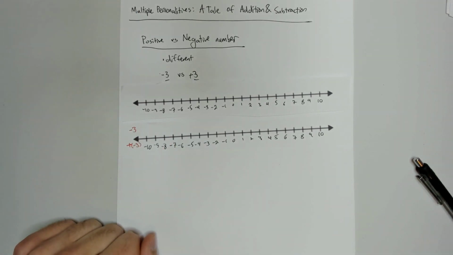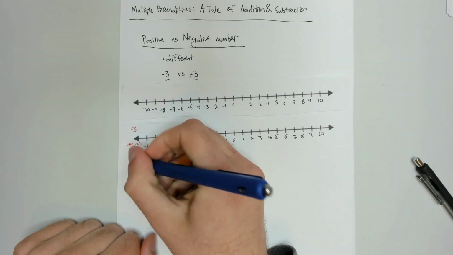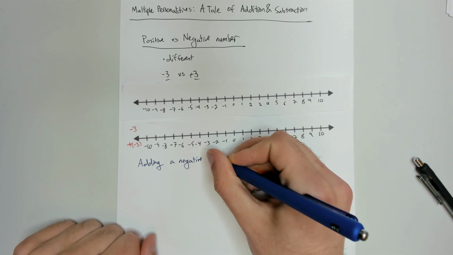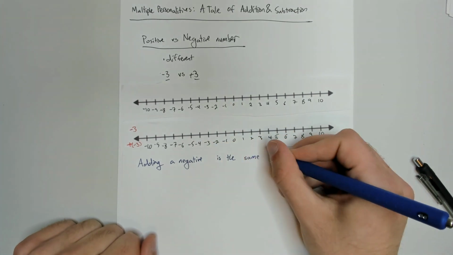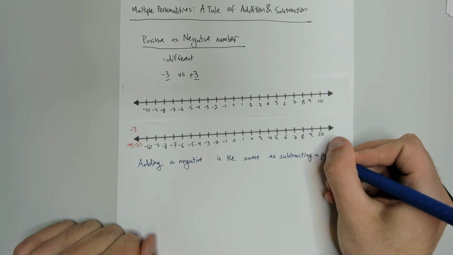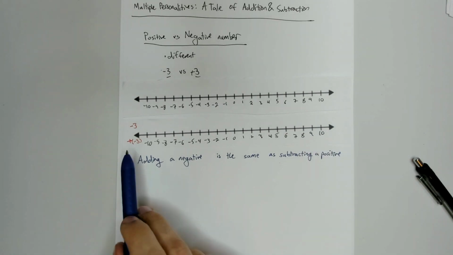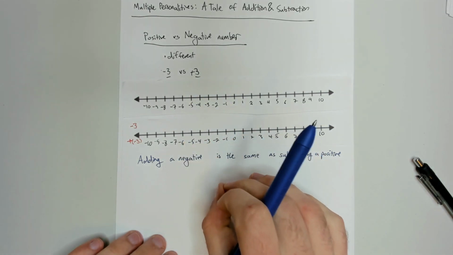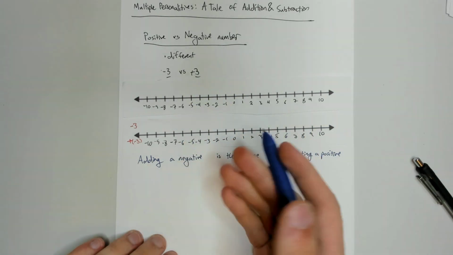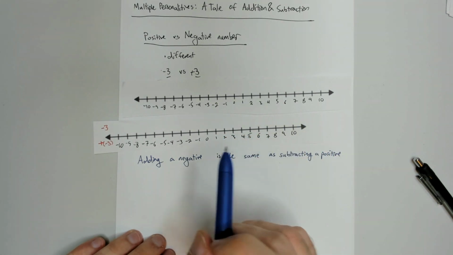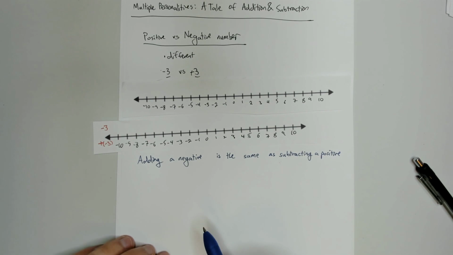And so we get one very important result from this. Adding a negative is the same as subtracting a positive. All right, so we added -3, which, again, instead of adding a positive, which shifts us to the right, we're adding a negative, which means we're going in the other direction. That shifts us down 3, but that's the same as subtracting by 3.